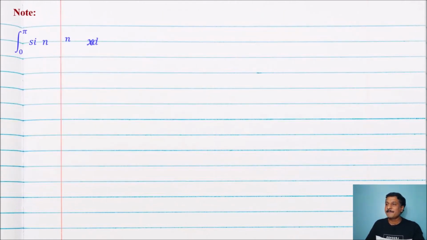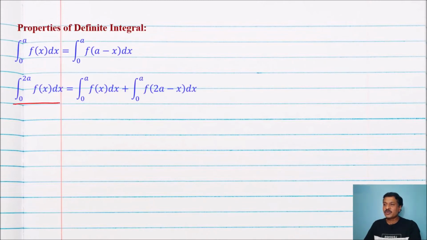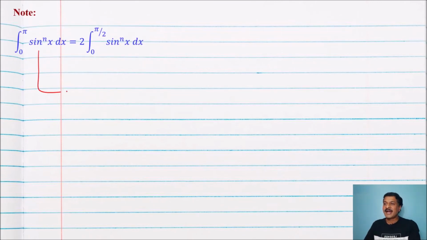Note here, integration from 0 to pi of sin x raised to n dx. If we convert this, we know by using a property, integration from 0 to 2a, I will split that 2a into two parts, that is half of it: 0 to a, 0 to a. But in the second I am going to consider 2a minus x. So by using this property, I can split it into 0 to pi by 2 and 0 to pi by 2.